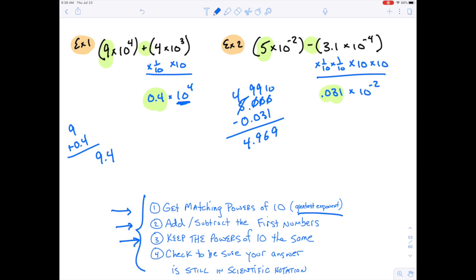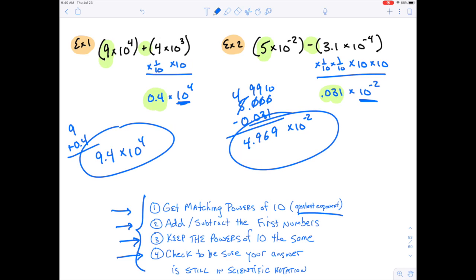Powers of 10 on the left example are 10 to the 4th. Powers of 10 on the right example are 10 to the -2nd. And now all that's left is check to be sure your answer is in scientific notation. My first number is between 1 and 10, so that's perfect. In my second problem, it is also between 1 and 10, so that's perfect. Done and done. That's all there is to adding and subtracting numbers in scientific notation.